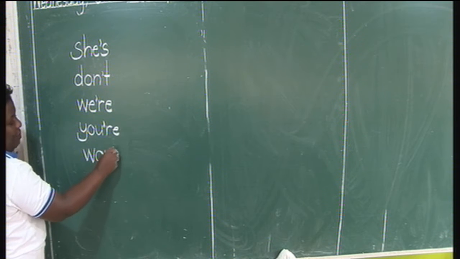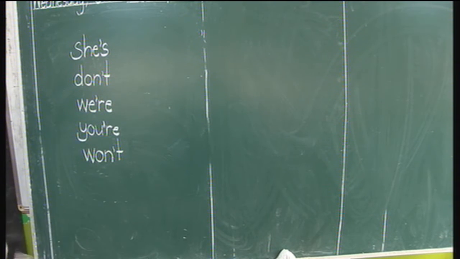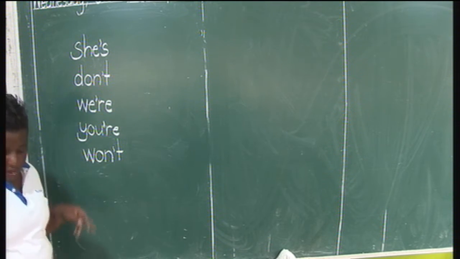Don't write for me the other mistakes. I won't emphasize it even. I won't talk about it because it may stick in your head. The short form of will not is won't.